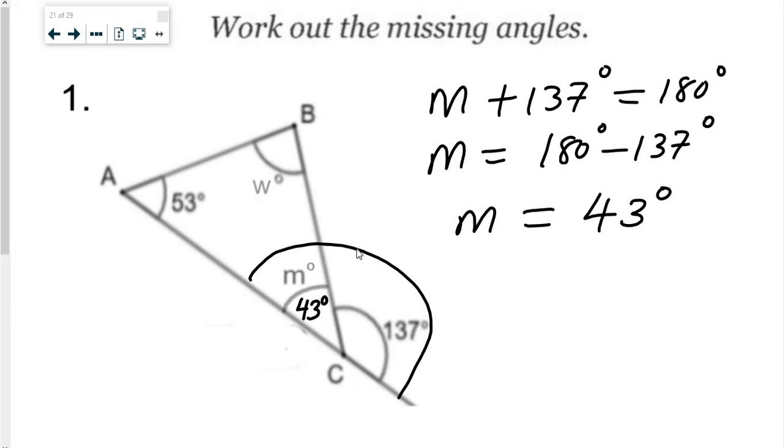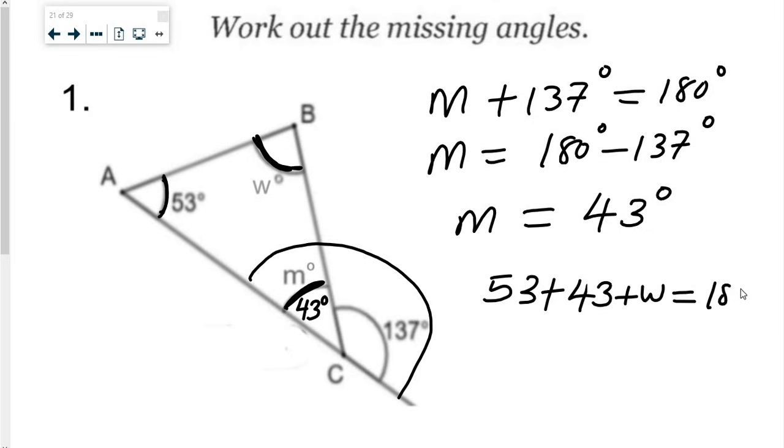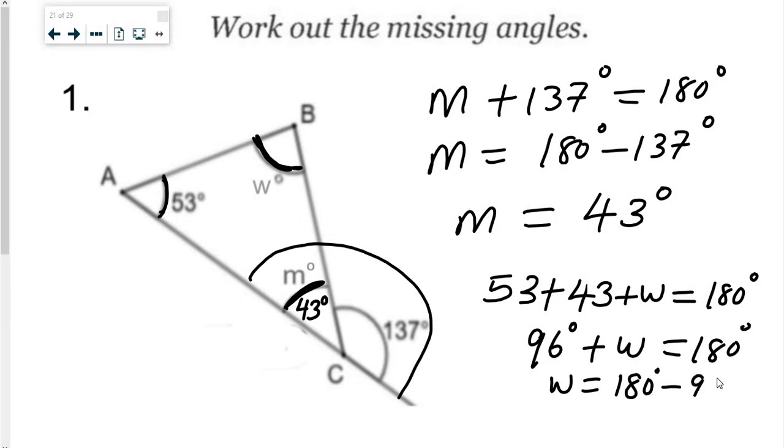Now the next one will be angle sum property of a triangle, which says 53 plus 53, which is this angle, plus 43, then plus the third angle, which is missing, W, that will give you a total of 180. So 53 plus 43, answer will be 96 plus W equals 180 degrees. To find the value of W, you're going to do big number 180 minus small number 96. And the answer will be W equals 84 degrees.